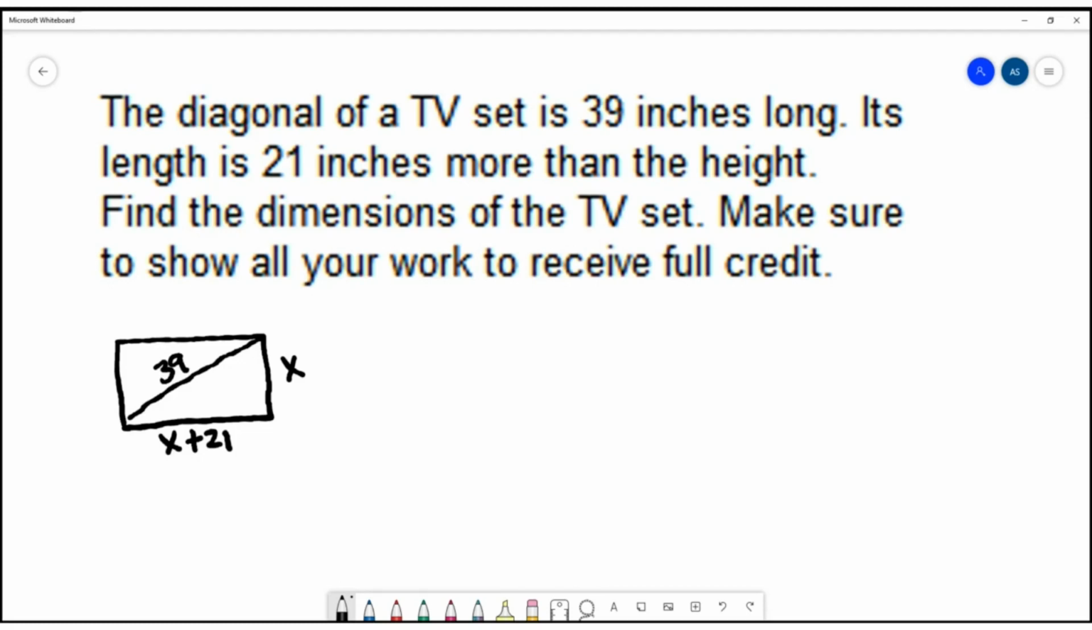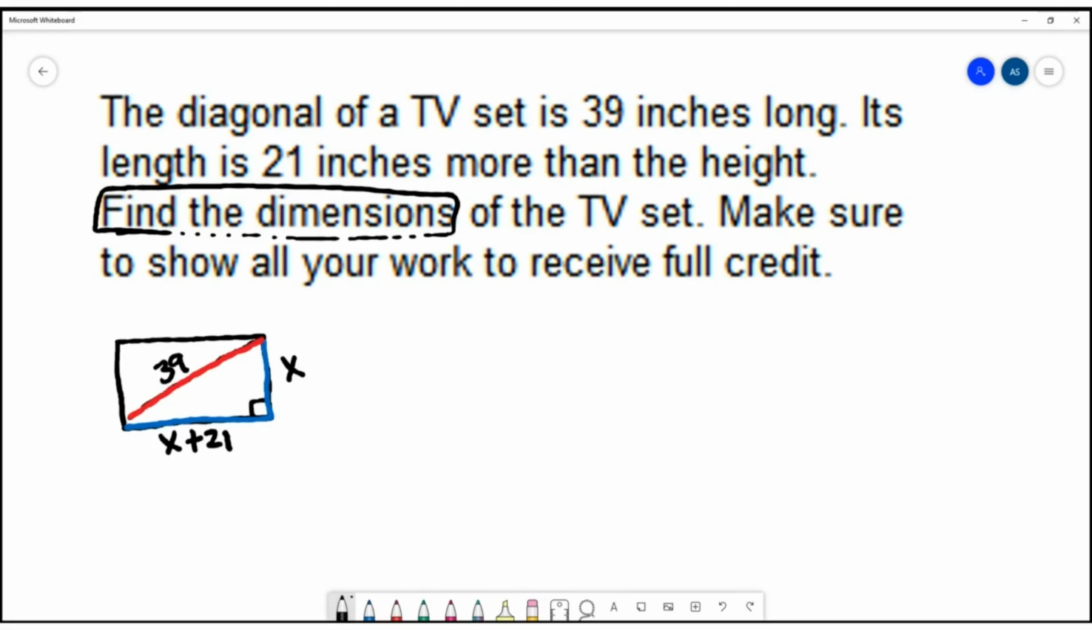And we can solve for x by using the Pythagorean theorem. We get a right triangle here, so we can use the Pythagorean theorem. We want to find the dimensions. The dimensions are going to be the length and the width, excuse me, the length and the height. So using the Pythagorean theorem, these two sides are the legs, and 39 is the diagonal, and that's the hypotenuse.